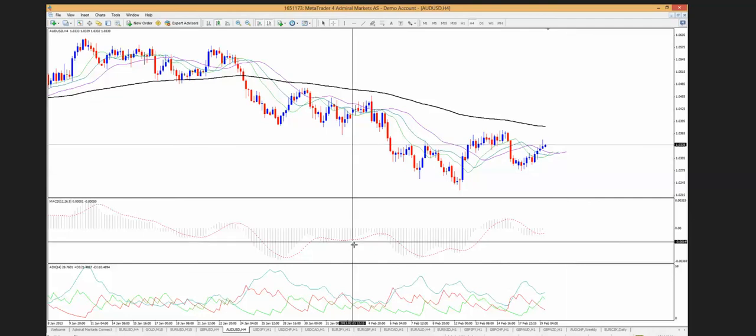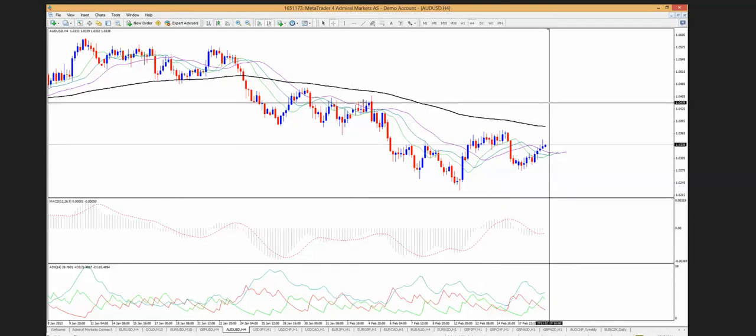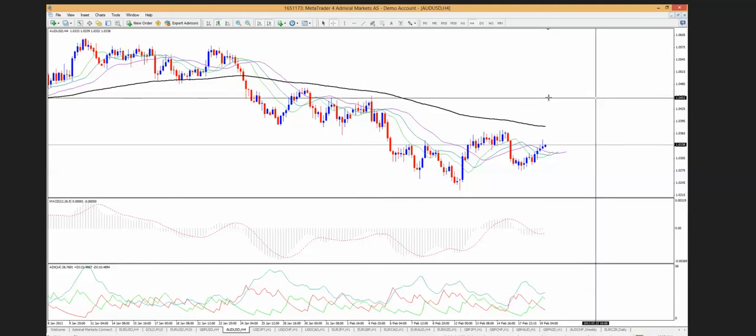Sorry, that's all I can see at the moment. I'm on the sidelines in the Aussie until it reaches a bit higher. I'm looking for a bit higher retracement before I'm looking to sell it personally.